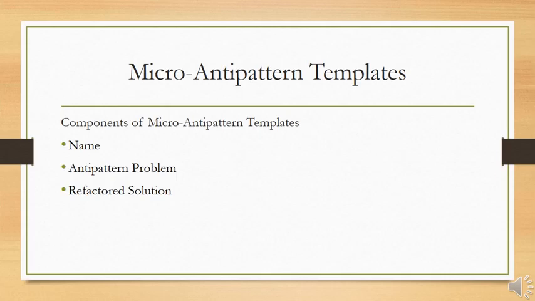The name field. The name of a micro antipattern is usually a pejorative term suggesting the negative consequences of the antipattern's presence. The antipattern problem. The problem section summarizes the micro antipattern symptoms, consequences, and characterization. Refactored solution. The solution section summarizes alternative ways to resolve the antipattern design forces with improved benefits. Because the micro antipattern template is so simple, it can be presented without the formality of templates at all.